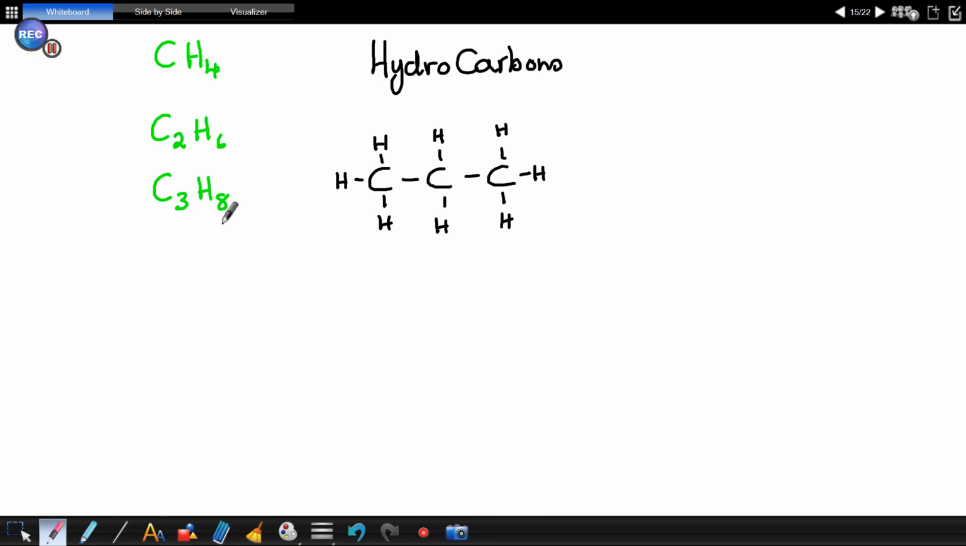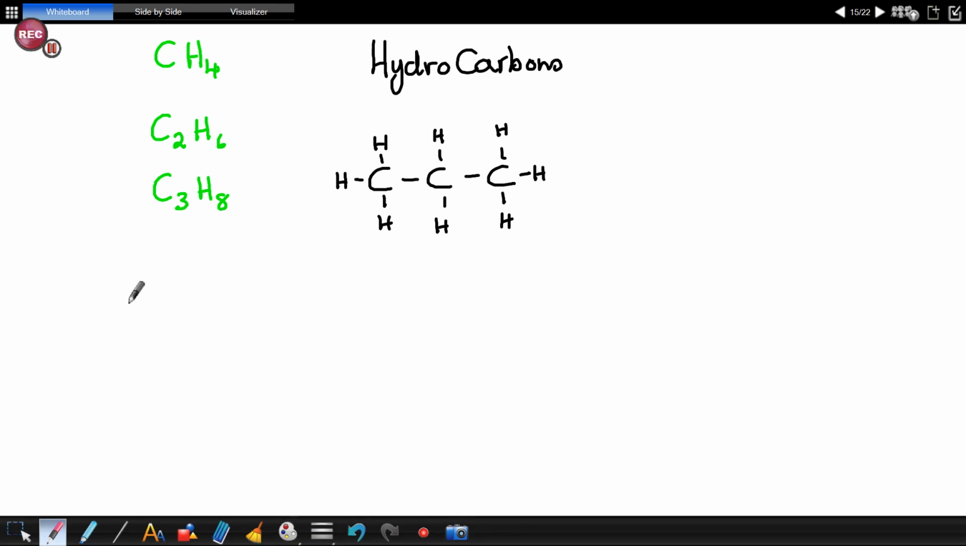So the structure is going to be such that all the C's have to be surrounded by hydrogen. Yes. The C's will be joined, but the hydrogens must make up the 4th bond.